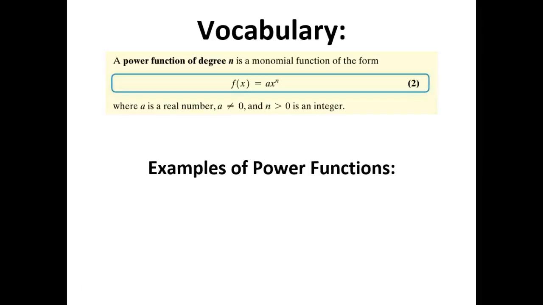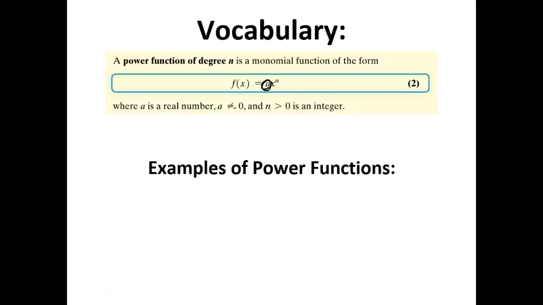A power function of degree n is a monomial function of the form ax to the n. So if there's just one term, if you only see an x in one spot to a power, that is called a power function. Just like before, a is a real number, meaning what number out front can be any number, positive, negative, fraction, decimals, and so any number we want there. And then n is an integer, a positive integer, greater than 0, meaning that it's something we could count on our fingers and toes.